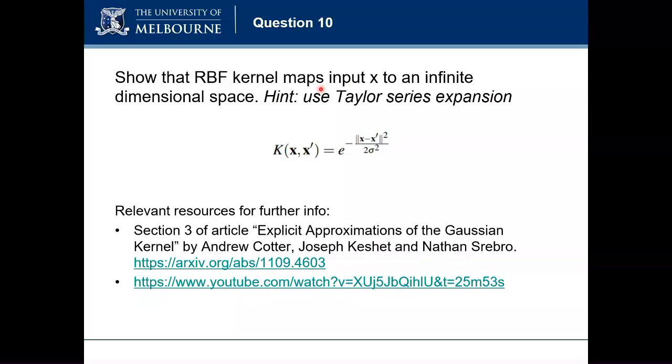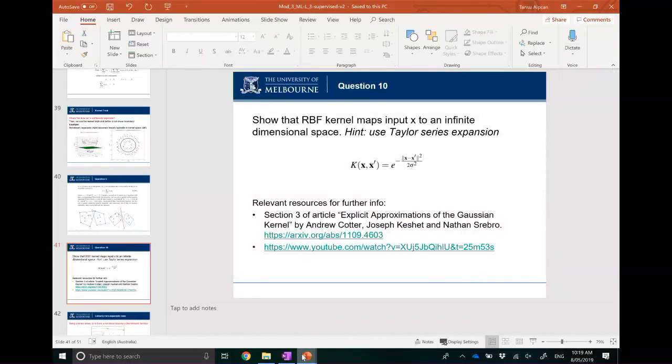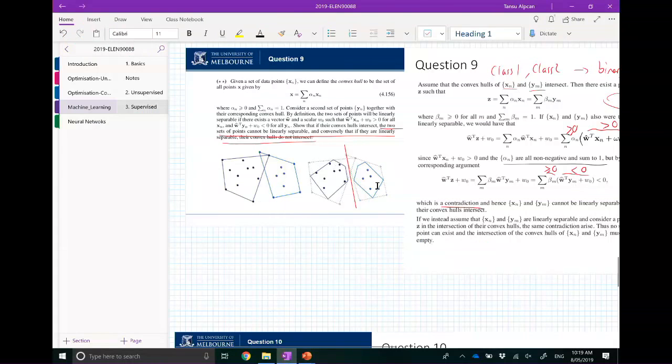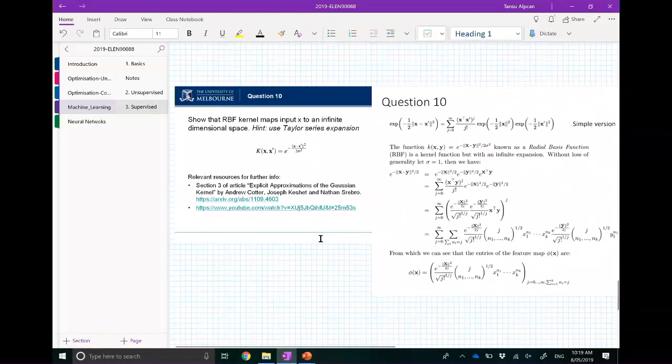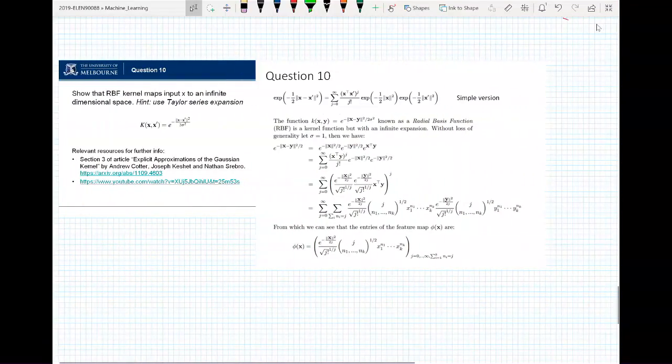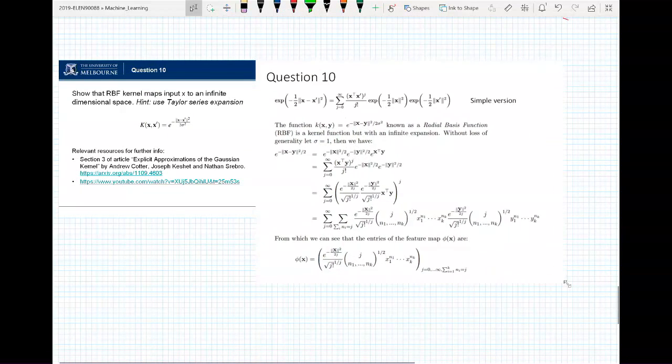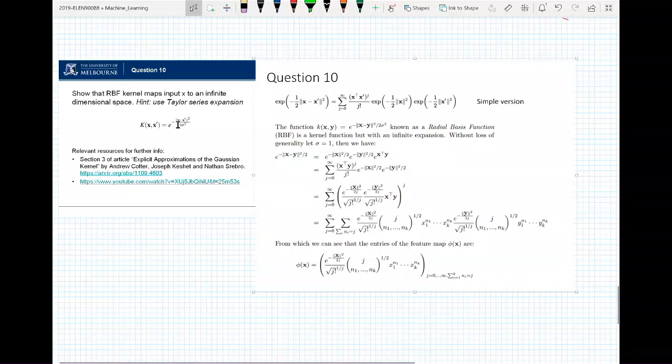Actually, one can show that the RBF kernel maps the input x to an infinite dimensional space. That's interesting. And one shows this through the Taylor series expansion. I will show it now, and it hopefully demystifies a little bit of how these kernels work. So let's really look at this. That's the k. That's very much a Gaussian, right, between x and x prime.